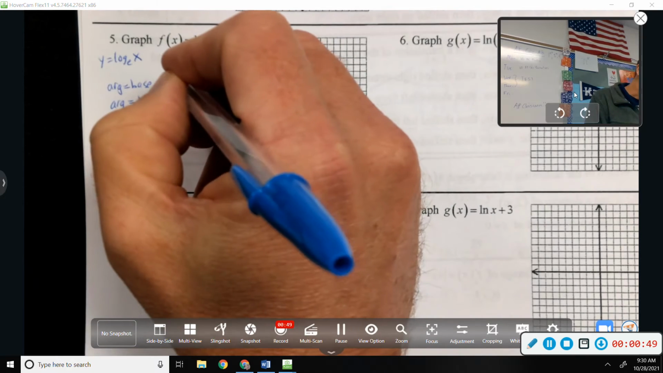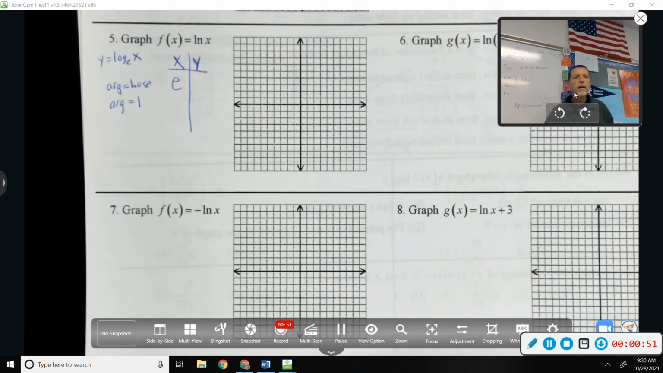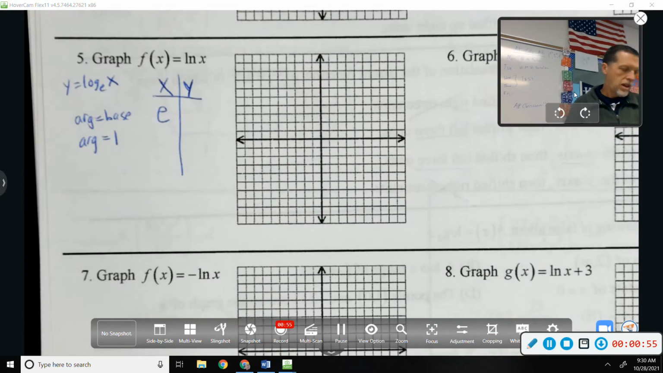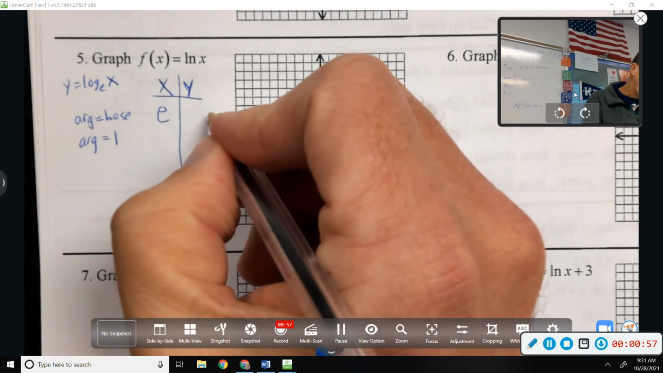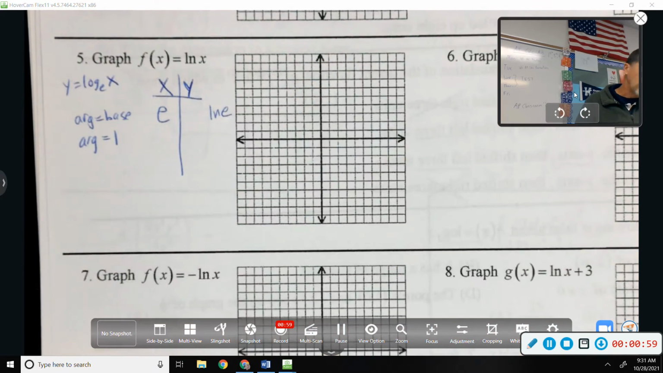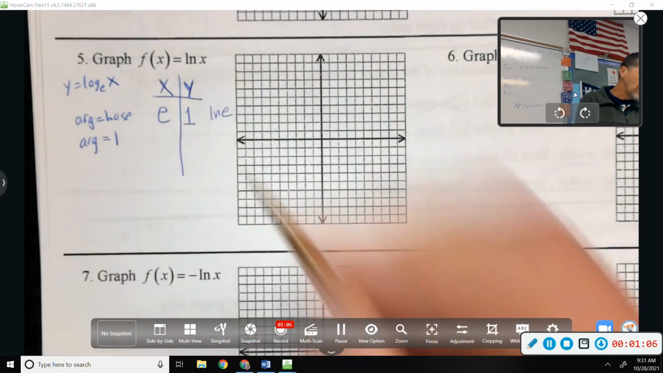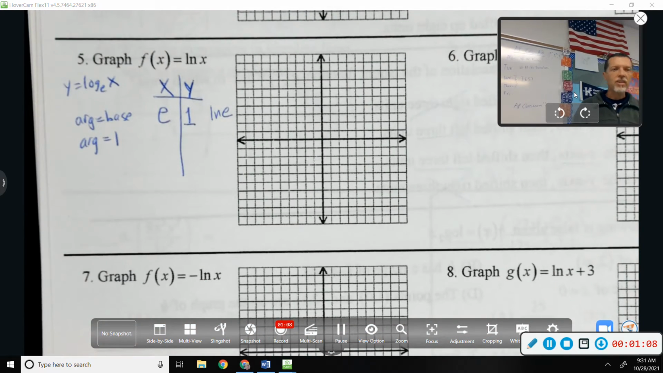So if x is e, then the argument equals the base. And then I have natural log of e, or log base e of e. What's that equal to? 1. That's why we picked the argument to equal the base, so we get an easy answer.